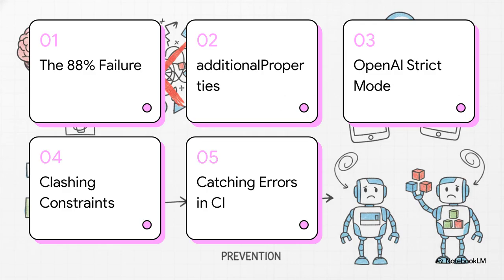So here's our roadmap for today. First, we'll unpack the 88% schema failure. Second, we'll look at the additional properties trap. Third, we'll demystify OpenAI's strict mode. Fourth, we'll explore clashing provider constraints. And finally, we'll talk about catching these errors in CI.